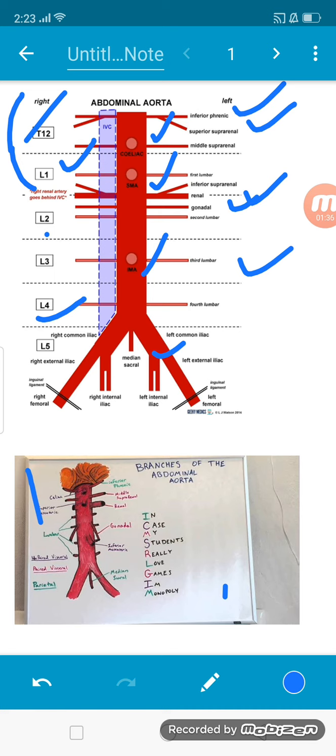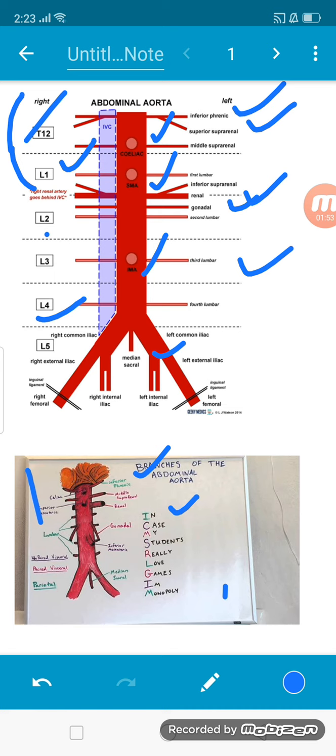Okay, how would we remember the branches of the abdominal aorta? Here is the formula. It is called, in case my students really love games, I am Monopoly. IN stands for inferior phrenic. Remember, that's the first branch the abdominal aorta gives.